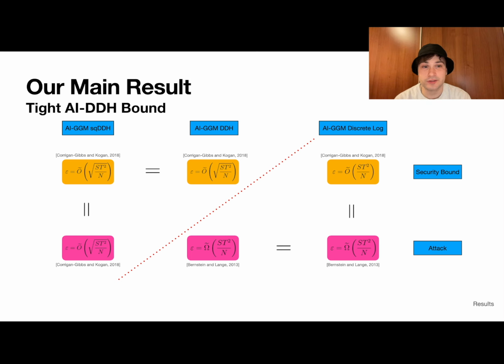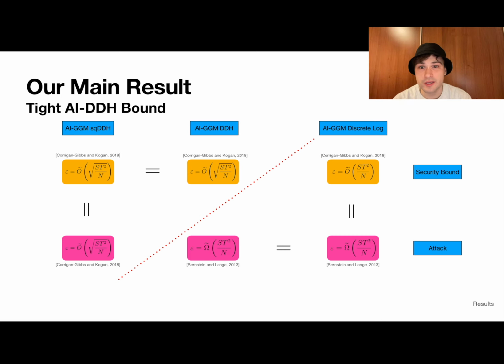Now, what you'll notice looking here is that on left and right, the square DDH and discrete log problems both had tight bounds prior to our work. What's interesting, however, is that these bounds no longer match. Whereas in the traditional GGM setting, the discrete log and square DDH problems had an equivalent bound, now, in the preprocessing setting, there's a faster attack for square DDH than simply inverting the discrete log.